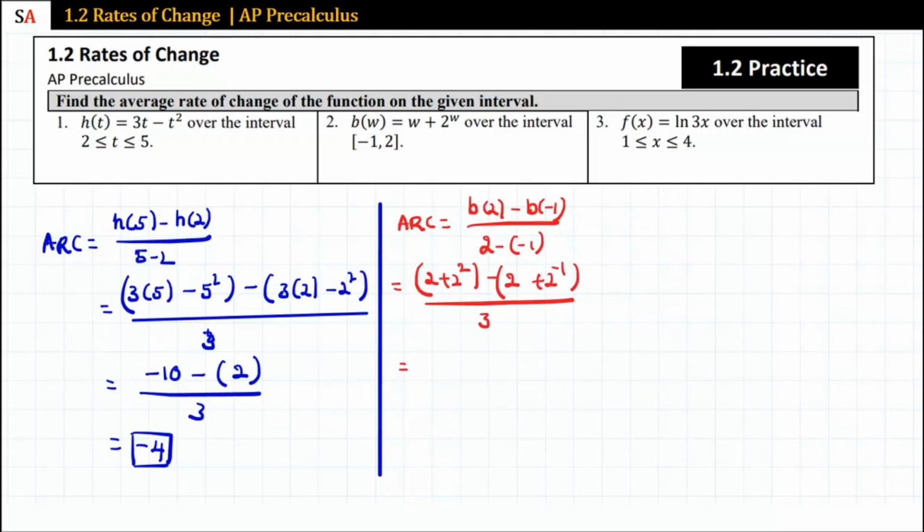So 2 plus 2 squared, that is 2 plus 4, that is 6, minus 2 plus 2 to the power negative 1, that is 2 plus 1 half, that is 5 halves, over 3. So 6 minus 5 halves is 12 halves minus 5 halves, that is 7 halves. 7 halves over 3, that is 7/6. So the average rate of change is 7/6.